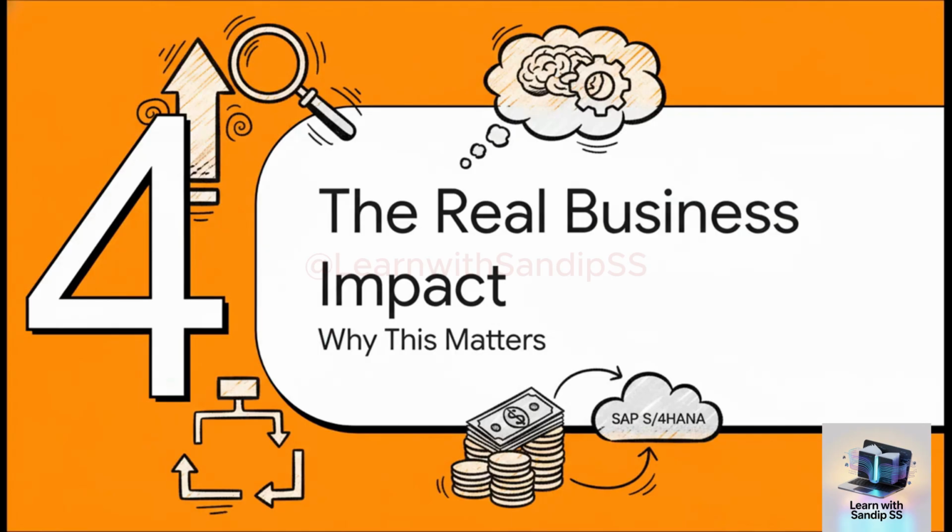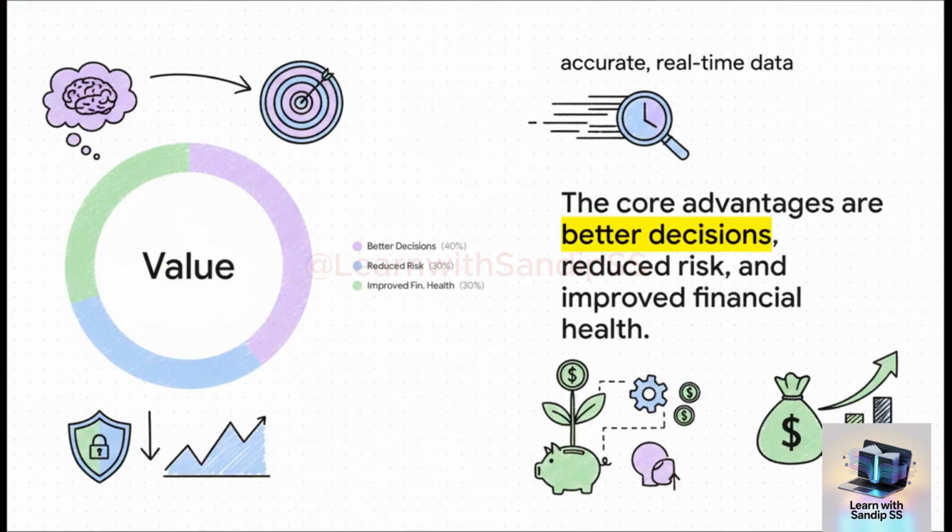So we've got clarity, we've got foresight, and we have seamless action. Let's talk about the bottom line. What does all this actually mean for a business? What's the real-world impact here? You know, it really all comes down to these three massive wins.